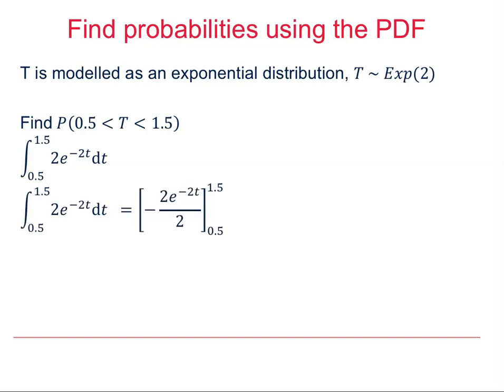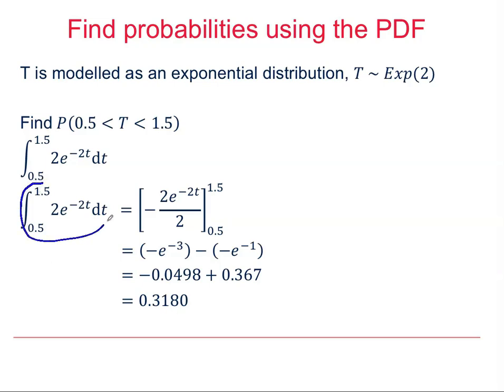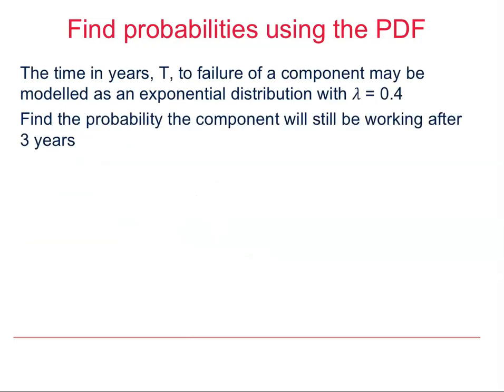Here's the first step of the integration. Now substituting in to three significant figures, we result with this probability here, 0.3180. What you might like to do is to enter this integration into your calculator to confirm that you do get 0.3180. Please pause the video to read the question, write down the model and the probability that you require.